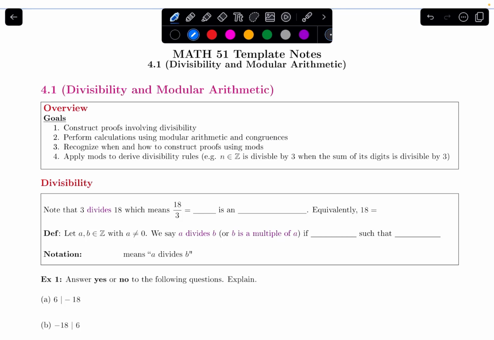In this video, we're starting section 4.1 on divisibility in modular arithmetic. This section is all about when integers divide other integers evenly, and talking about remainders. Our goals are to construct proofs involving divisibility, perform calculations using something called modular arithmetic and congruences that'll let us more formally talk about remainders and the things those let us do, recognize when and how to construct proofs using mods, and apply mods to derive divisibility rules.